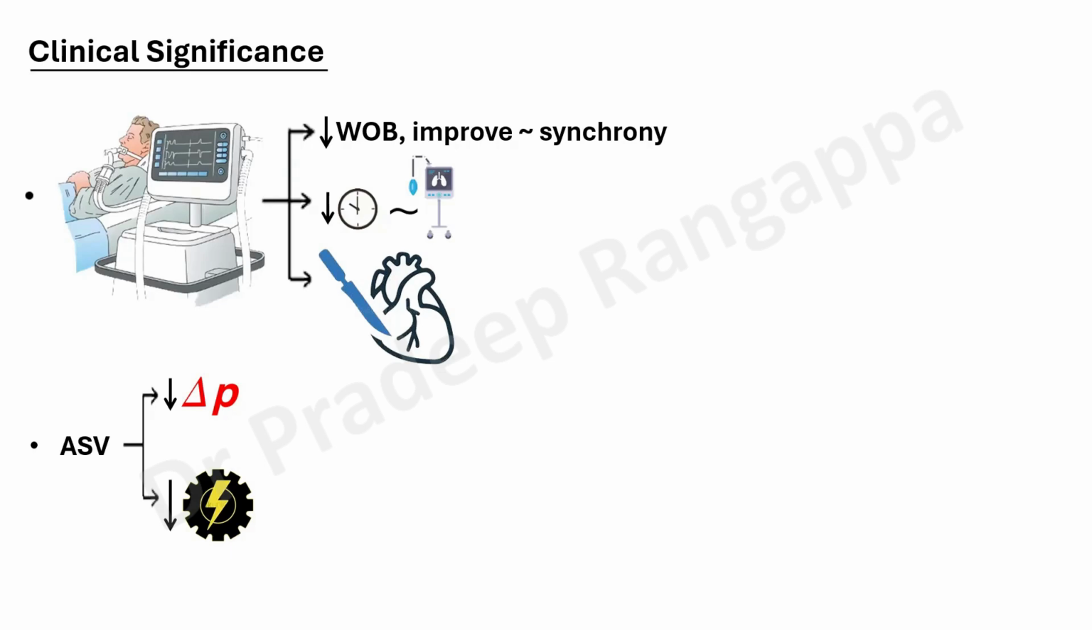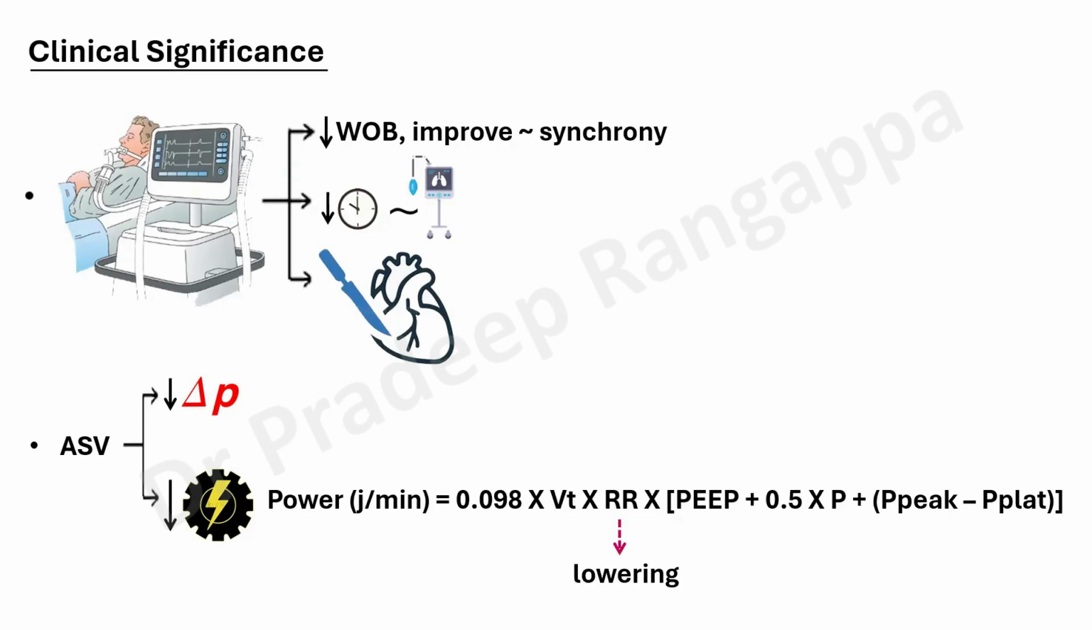And if you recall the formula for mechanical power, this is the formula. And adaptive support ventilation is claimed to optimize the respiratory rate, and it will lower the pressures. And these are the two ways that it can help in reducing the mechanical power.